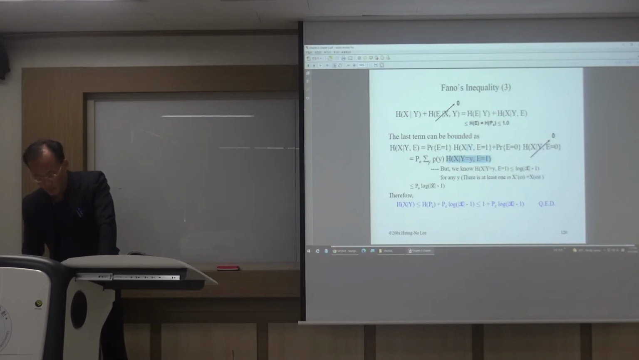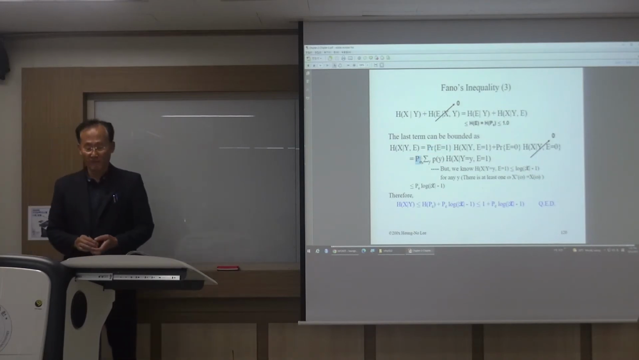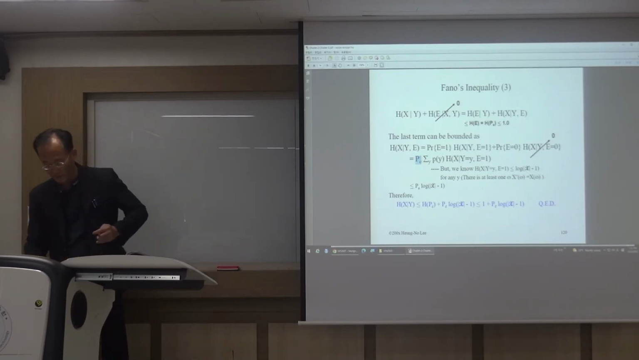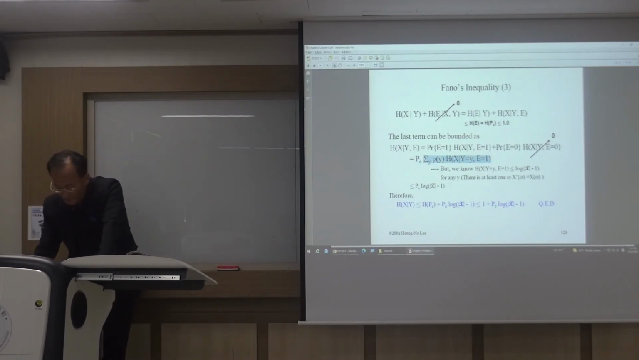So we have to take the summation of y, multiply this one by P of Y, right? So that's the expectation, right? And this one is, by definition, P of E. By definition of the random variable E, right? That's the probability of making error. So that's what we have to do, okay? Now, but we know this one here, right? Is the one that we have considered in the previous page.